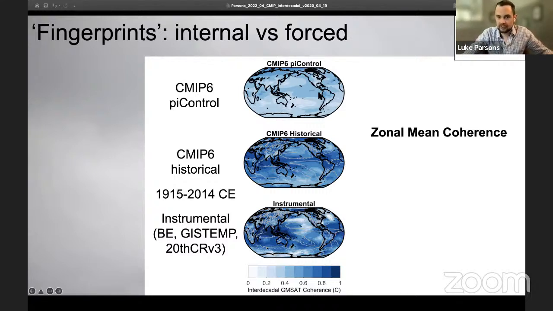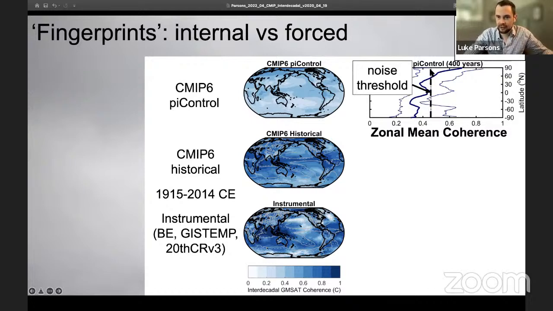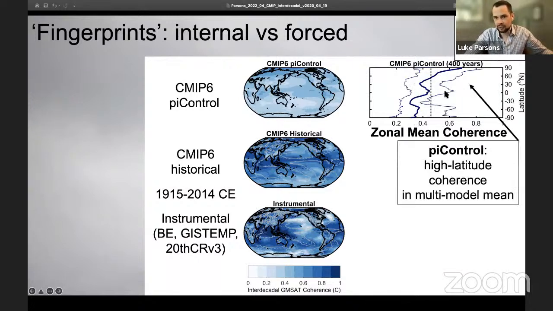So we're going to take an average across each latitudinal band and put it on a line plot over here. So coherence on this axis going from 0 to 1, latitude from the South Pole, the equator with the dashed line, to the North Pole up here at 90 degrees north. The dashed line I have on here is that 0.4 to 0.5 of the coherence that's the noise threshold. And then the thick blue line is the multi-model median in the zonal mean, and then the thinner lines are the 95% range. So if you take the zonal means here, you immediately start noticing that most of the models, like we showed you with the stippling earlier, show a kind of high latitude coherence pattern in the multi-model mean.